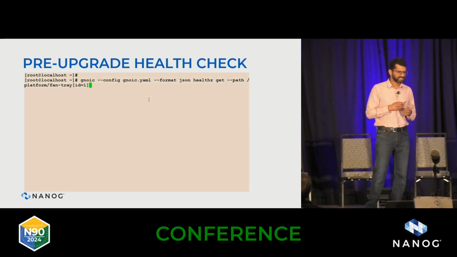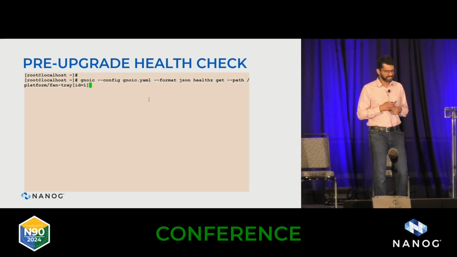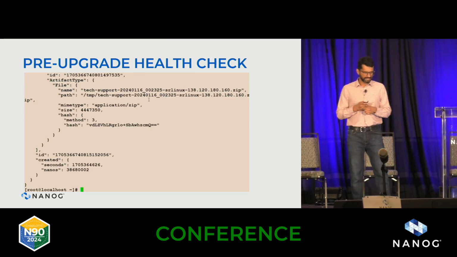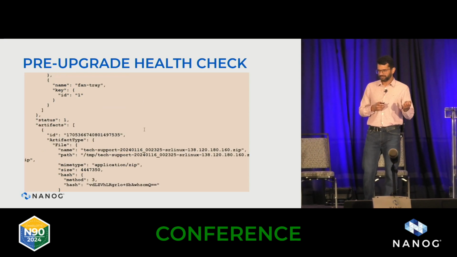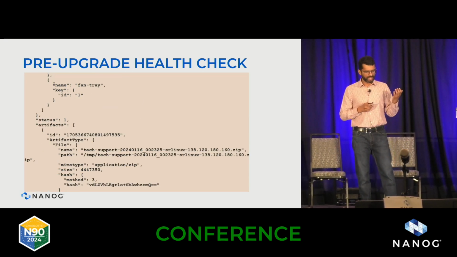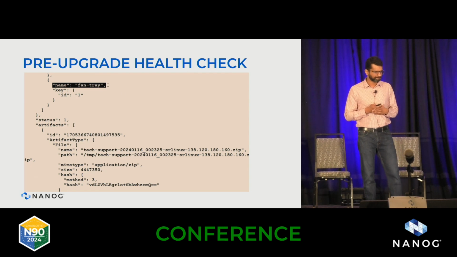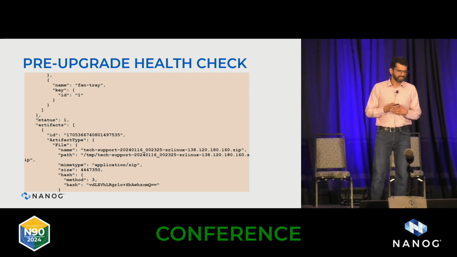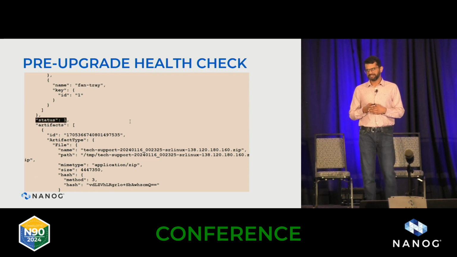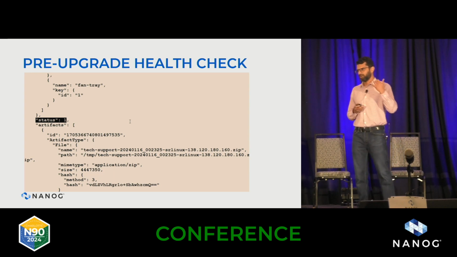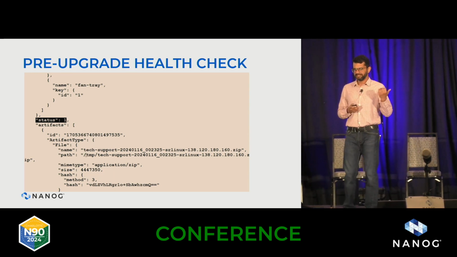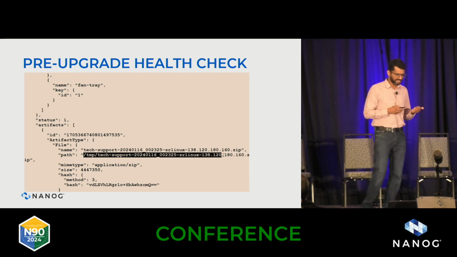Okay. Now let's execute that and see what it returns. Right. So the output is in JSON format. You can also have it in a human readable format. So this is the fan tray in slot ID 1, and the status returned is 1. So it will return either 0, 1 or 2. 1 means healthy. So in this case, our fan tray is healthy.